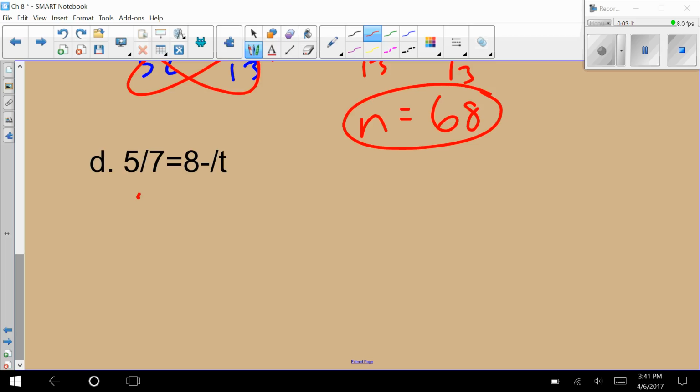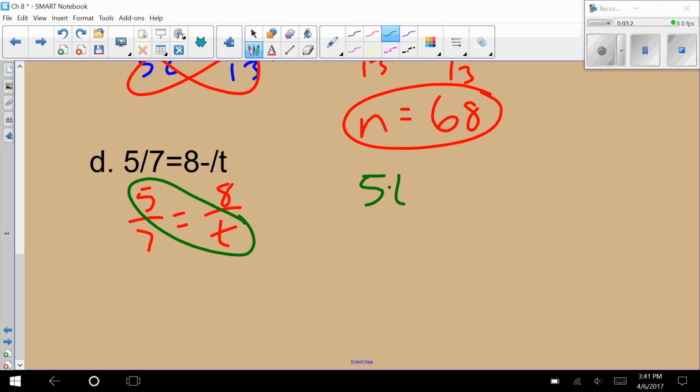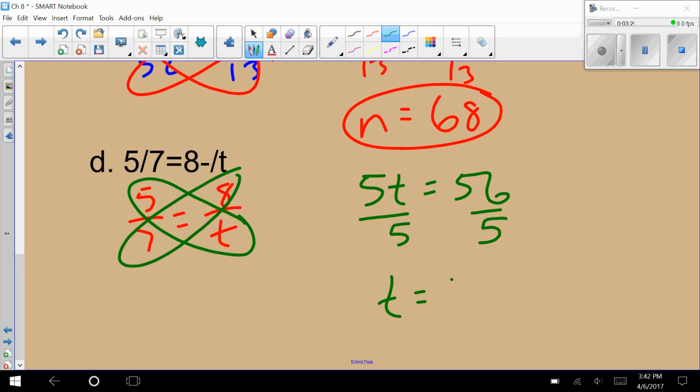And finally, 5 over 7 equals, that should just say 8 over t. Do my cross products. 5 times t is 5t, equals 7 times 8 is 56. Divide both sides by 5, and t equals 11.2.